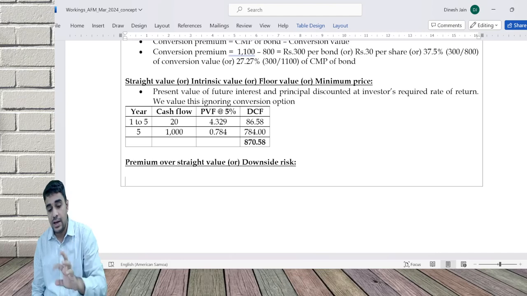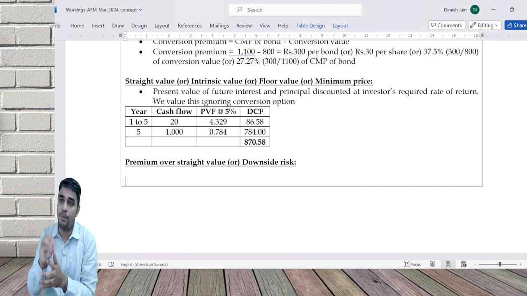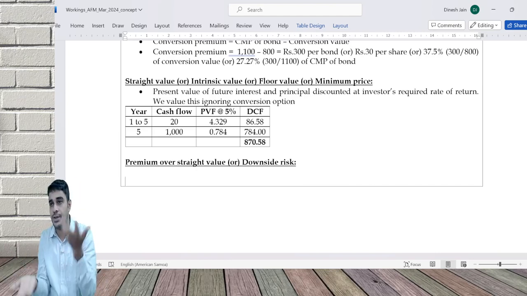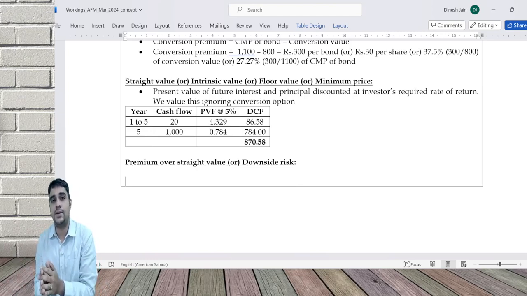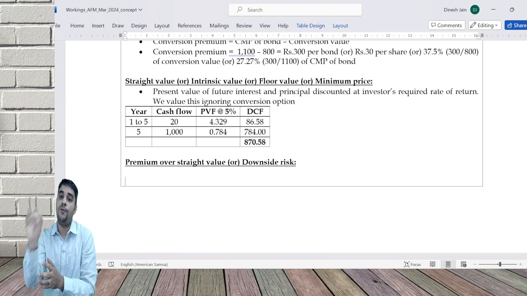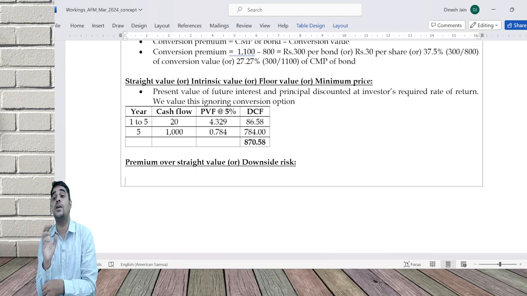Can this 870 change? Yes, it can change if PVF at 5% becomes PVF at 6, 7, 8, 10, because today you are okay with a 5% return on the bond. Tomorrow the market changes and you want 6 or 7 percent. Again, the intrinsic value will change. The basic thing is that the value of the bond will fall down to its intrinsic value because conversion is not viable.